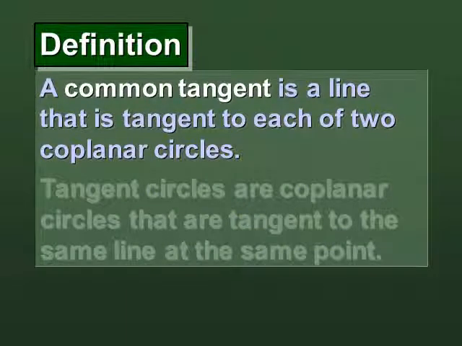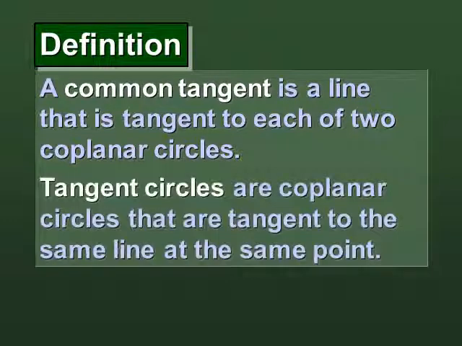Couple more definitions. A common tangent is a line that is tangent to each of two coplanar circles. And tangent circles are coplanar circles that are tangent to the same line at the same point. The easiest way to understand these two definitions is to look at a picture.